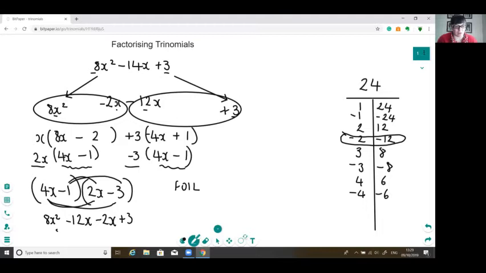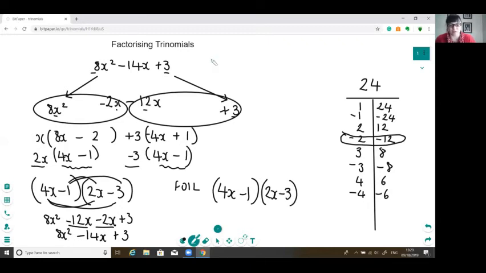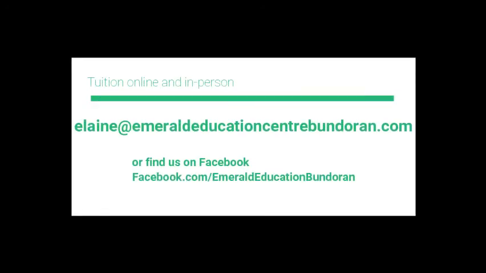Now if I just tidy this up a little bit, I've got my minus 12x minus 2x, which would give me minus 14x, and add the 3 at the end, so I can see that I'm back to my original trinomial. So our answer factorised would be 4x minus 1, and our second bracket would be 2x minus 3.